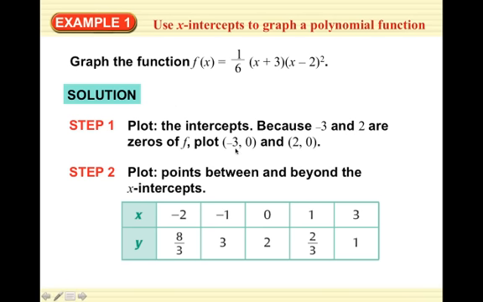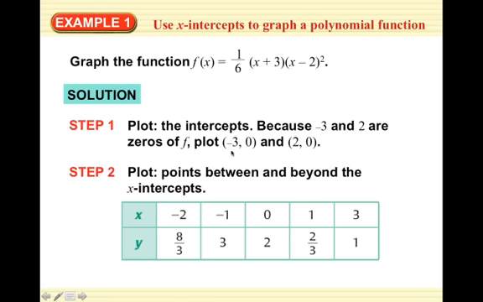So let's see. We want something between negative 3 and positive 2. So let's look at negative 2, negative 1, 0, and 1. And then maybe something a little beyond 2. So let's try 3. When you plug in negative 2 into this original function, you're going to get 1/6 times negative 2 plus 3 times negative 2 minus 2, the quantity squared. And when you simplify that, you get 8/3.